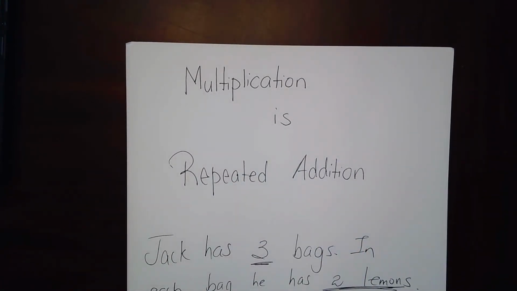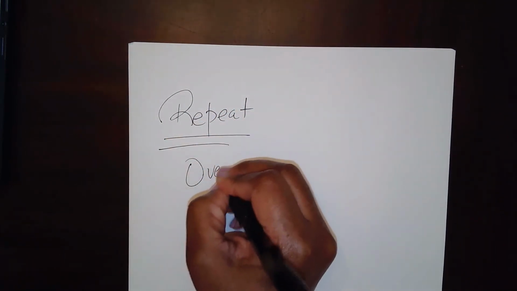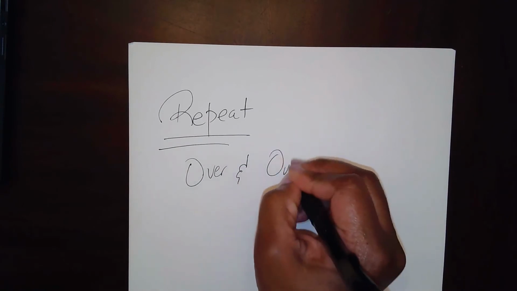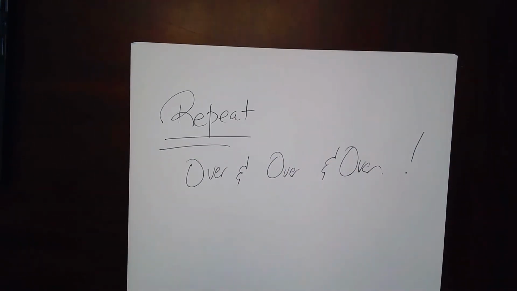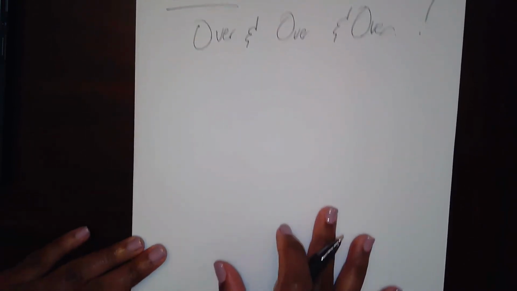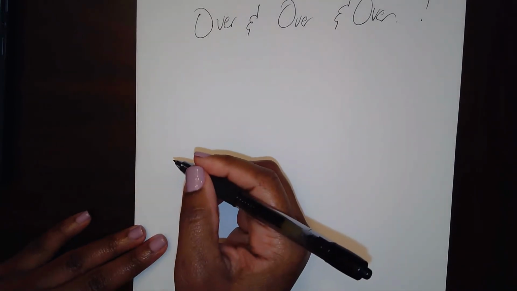All you're doing, boys and girls, is just adding over and over and over. That is what repeat means, to do something over and over and over. But it all depends on how many times you would need to do this. How many times would you need to repeat this? Now, let's try another problem. And we're still going to see how multiplication is repeated addition.